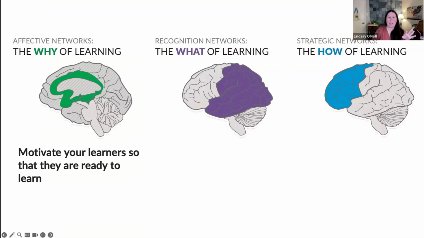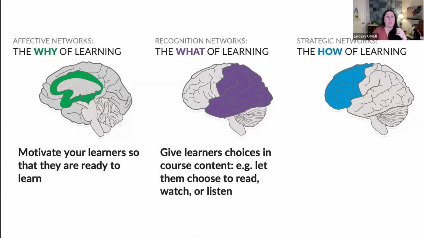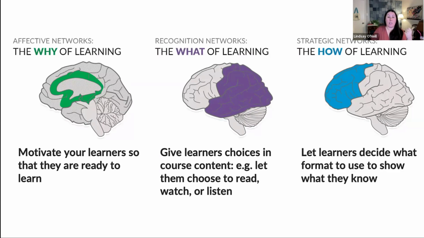All right, so for the affective networks, you want to motivate your learners so that they are ready to learn. And I just want to say that there is some overlap between each of these three networks and how we address them. It can also be very motivating when learners have choices in expressing what they know. So that would be the strategic networks. Giving learners choices in course content, let them choose whether they want to read, watch, or listen, for example. And then strategic, let learners decide what format to use to show what they know. So again, it can be very motivating to choose your format.